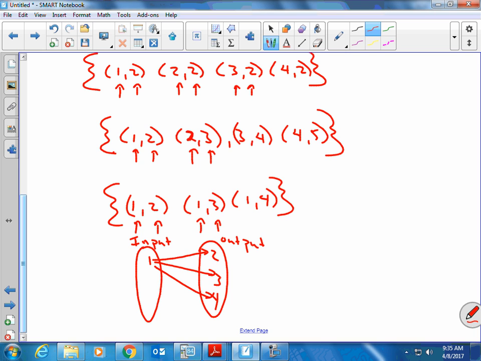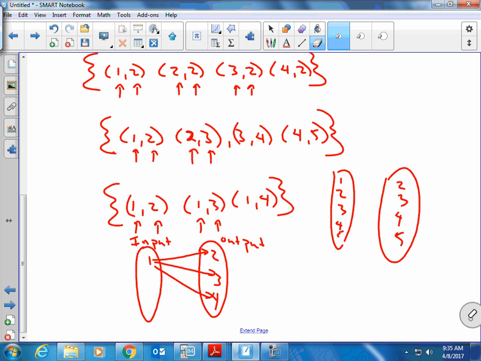In the first few examples, if we did the same little chart, we have 1, 2, 3, 4, 5. The input of 1 goes to 2, 3, 4, 5. I guess I didn't have a 5 on the input, did I? So this input of 1 goes to 2, input of 2 goes to 3, 3 goes to 4. There's exactly one matchup. For every input, there's exactly one output.